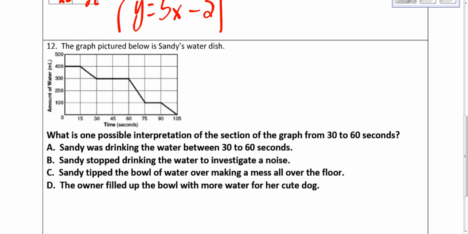So what is one possible interpretation of the section of the graph from 30 to 60 seconds? That's this one. So it's at 300 milliliters of water and it's not changing. So Sandy was drinking? No, it would be going down. Sandy stopped drinking to investigate the noise. That's probably it. Sandy tipped the bowl of water over? No, then it would go down. The owner filled up the water, then it would go up. So it has to be B. All right, number 13.